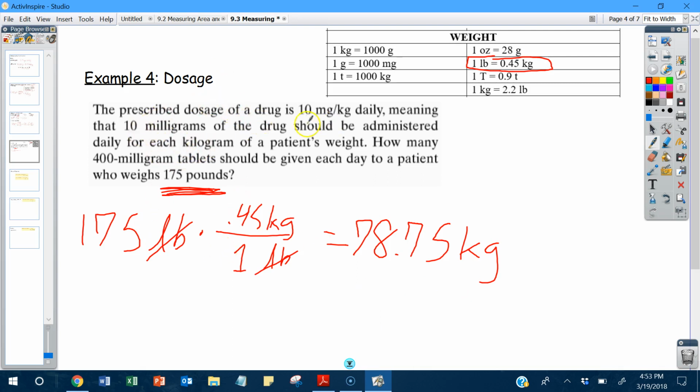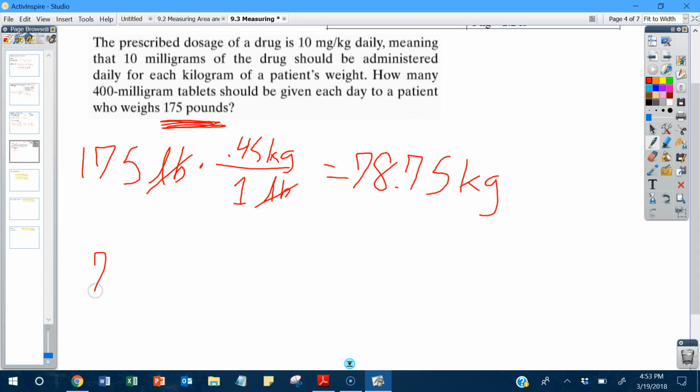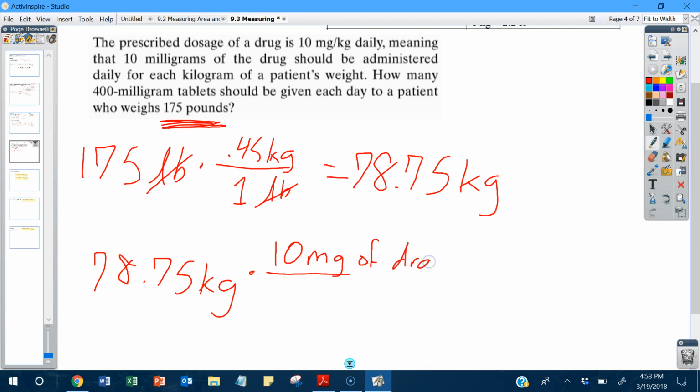Now that I have it in kilograms, I can look back up at this first sentence that says 10 milligrams should be administered every day per kilogram of weight. So I'm actually going to think of this in terms of a unit fraction. That is, for every kilogram of weight I have, I need 10 milligrams of drug, whatever it is. So I'm going to think of this as a unit fraction just to show you how this works. We're going to do 10 milligrams of drug, whatever that is, per 1 kilogram of weight.